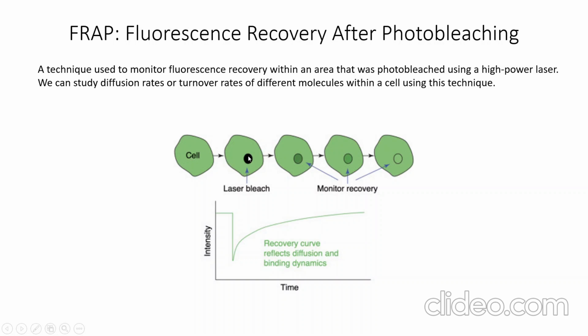So now what does that mean? You have hit the fluorophore with such high power light that those fluorophores have essentially got damaged. So they're not going to fluoresce anymore. So you have a bunch of dark molecules that have been created over here because of the bleaching. And then you monitor the recovery in that area over time.